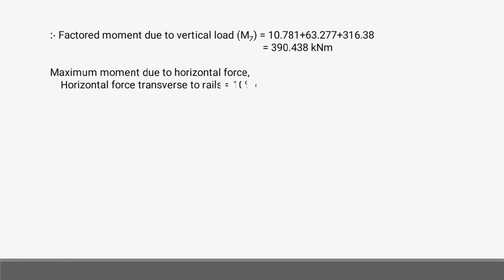So horizontal force transfers to rails. 10% weight of trolley plus lifted. Because for the horizontal force, the trolley and lifted weight are also added to this weight. Then 10% means 10 by 100 into weight of trolley, which is 200, plus weight lifted, which is 30, so 230. So 23 kilonewton for horizontal force.